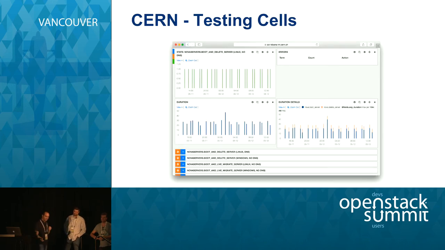Also, we can go deeper and see the duration of the scenario and the duration of each individual operation. For example, in the first case, to boot a VM and delete it took around 28 to 29 seconds, and you can see that most of the time was spent booting the VM and then deleting it. Okay, so I hope this will help you when you are deploying your cloud infrastructure using cells. Next, Matt will talk about cells at Rackspace.